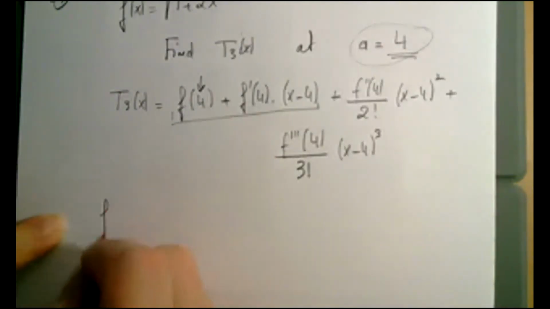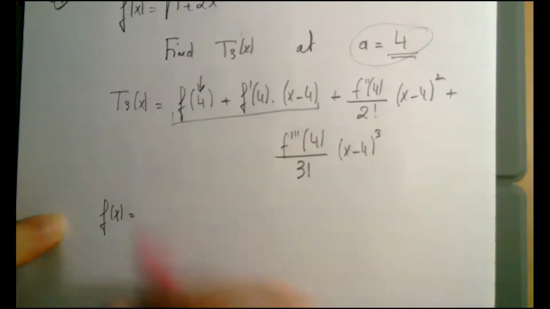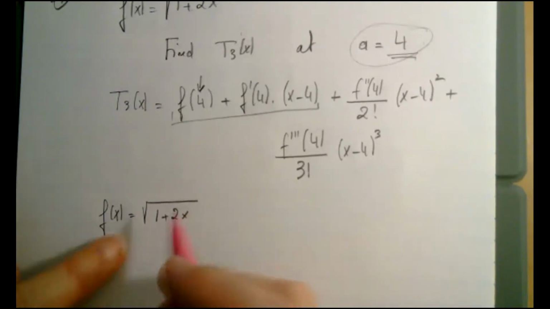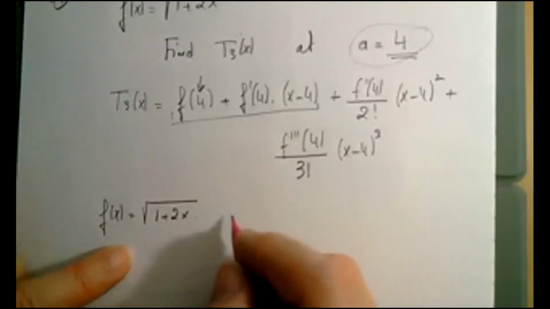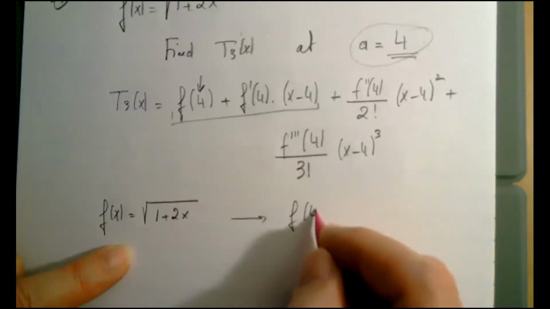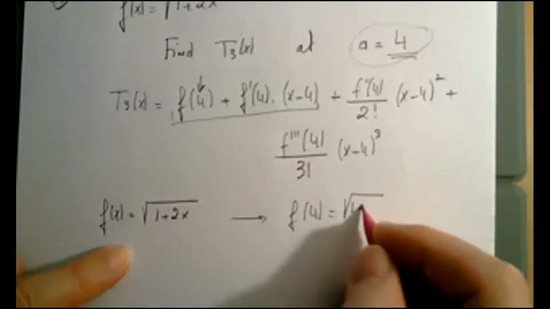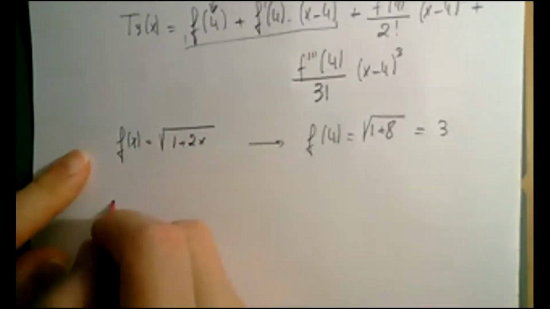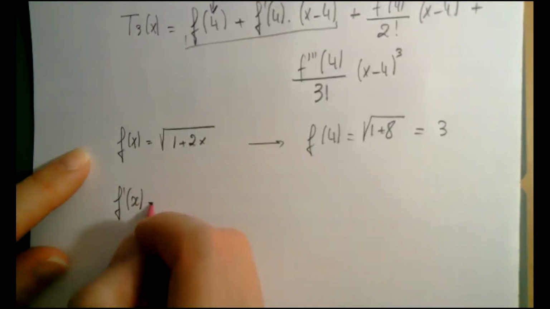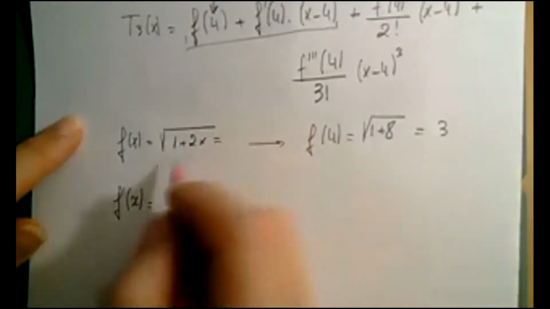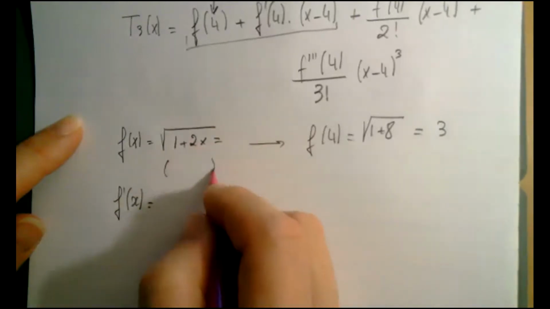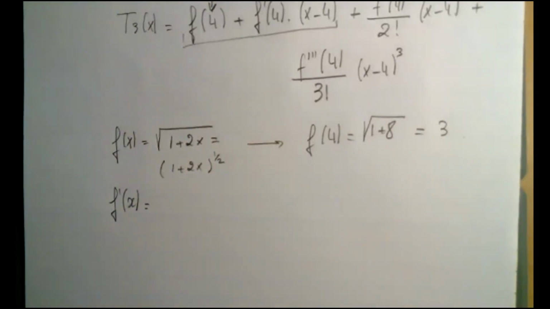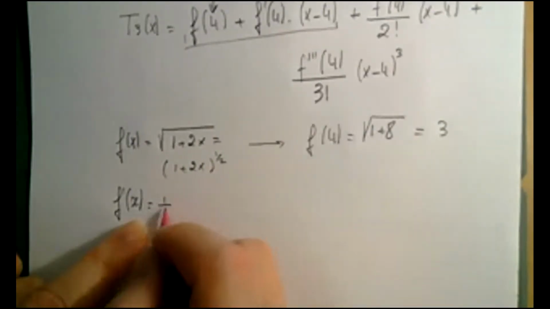So f of x, as you realize, I have to compute all the derivatives in this scenario because I have no idea what the power series at a of f of x is. So this will give me f of 4 equals the square root of 1 plus 8, which is 3. Now, this is the tediousness of computing derivatives, and a good review of how to do the computation. Whenever I have a square root, I have no other choice but to write it this way. And the derivative would be a half.